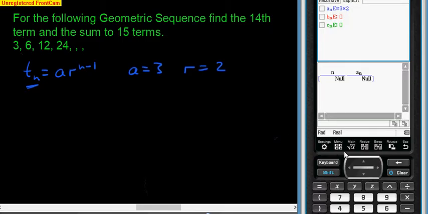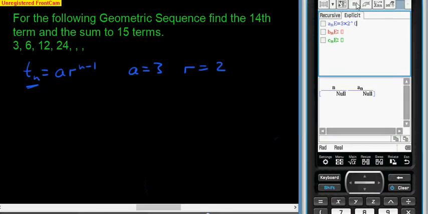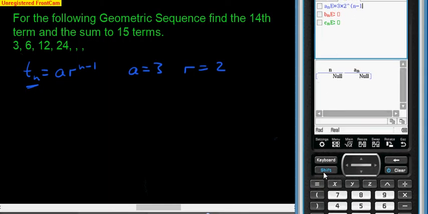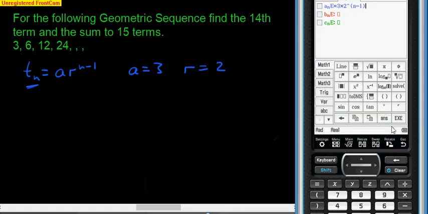to the power n minus 1. I'm going to put n minus 1 in brackets, and you get n from here, n minus 1, and we will just close that bracket off, and then just an execute. Okay, it's all set up.